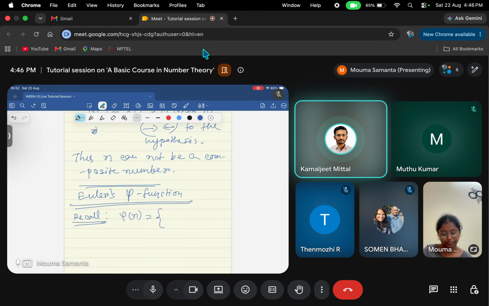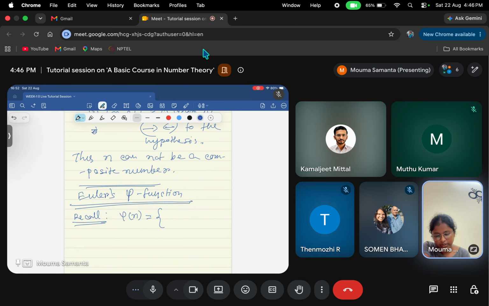Ma'am, this is a counting of integers less than n whose GCD with n is 1. So this consists of, okay, how to write it? 0 less, not 0.